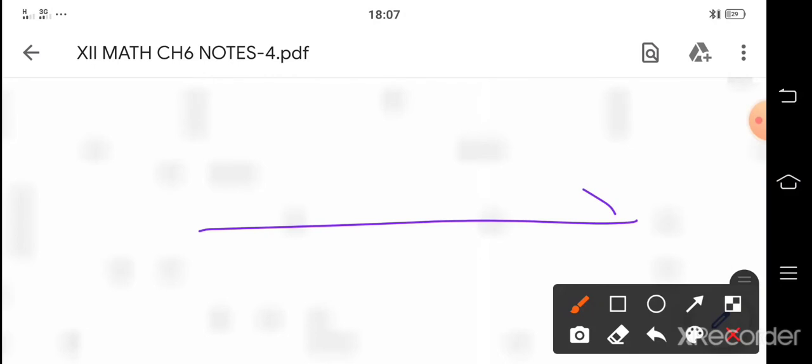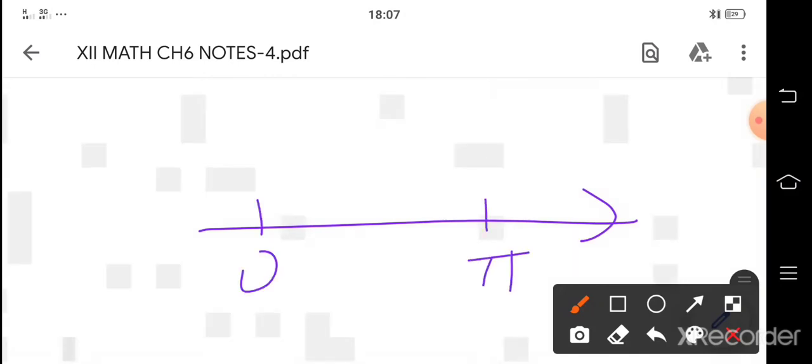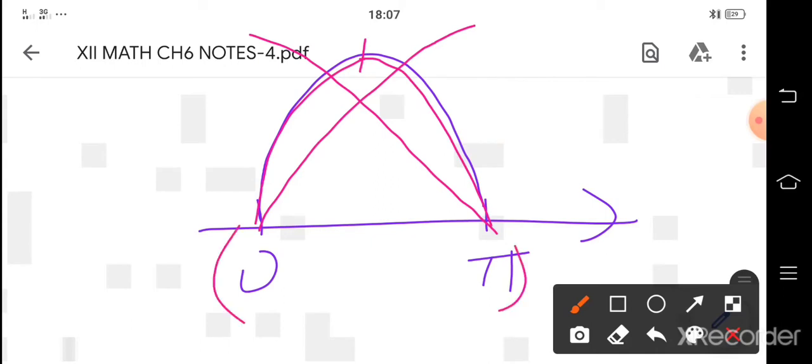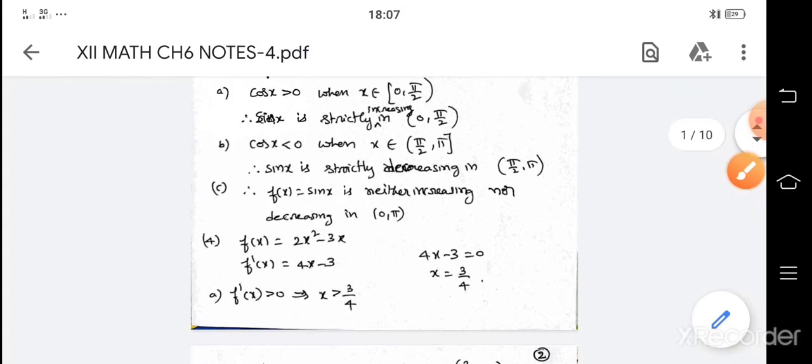See, if you take from 0 to pi, the sin x graph is like this, but it is not completely increasing and not completely decreasing. It is increasing, then has a break, then decreasing. That's why you say that this function is neither increasing nor decreasing in the open interval (0, pi). Okay, now the next question.